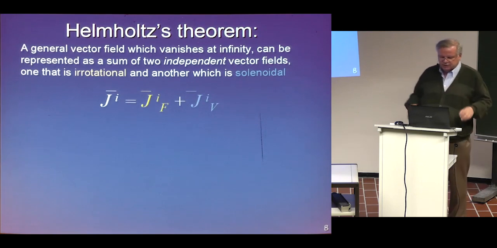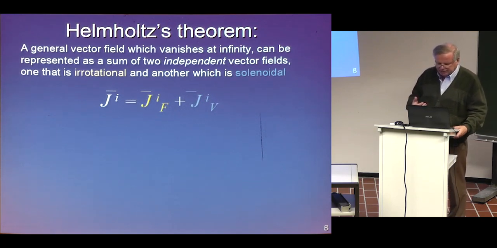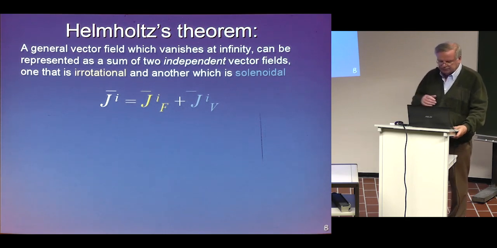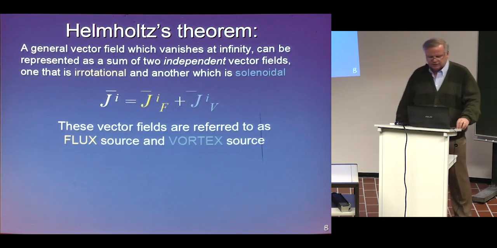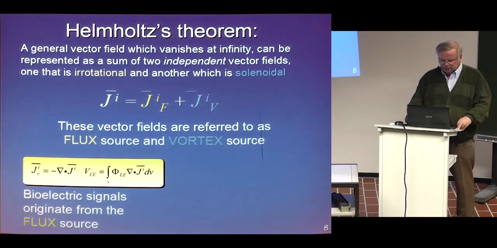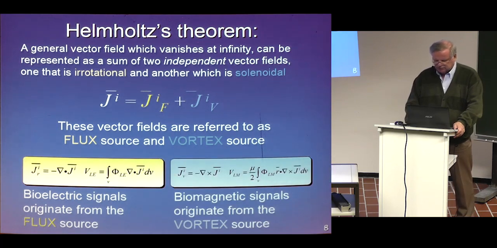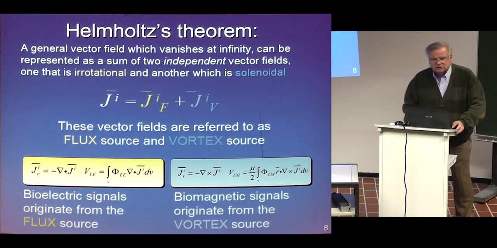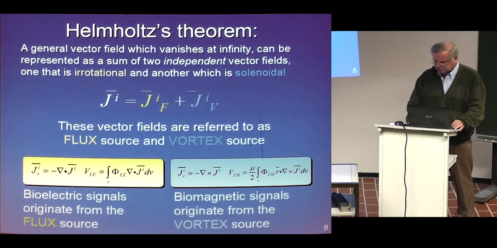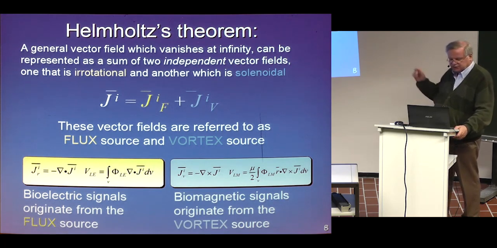These fields are Ji, the source distribution, the total impressed current distribution, which can be divided into two independent vector fields, the irrotational and solenoidal. Sounds very promising. These are referred to as flux and vortex sources. And just having a look at the equations, the bioelectric signals originate from the flux source, and the biomagnetic signals originate from the vortex source. Sounds very promising. This was the second argument in the beginning of biomagnetism, to believe that the biomagnetic signals on the basis of the Helmholtz theorem are independent from the bioelectric ones, which we did show that they are not.